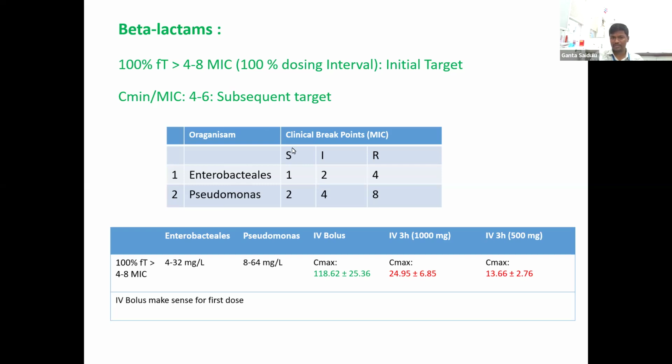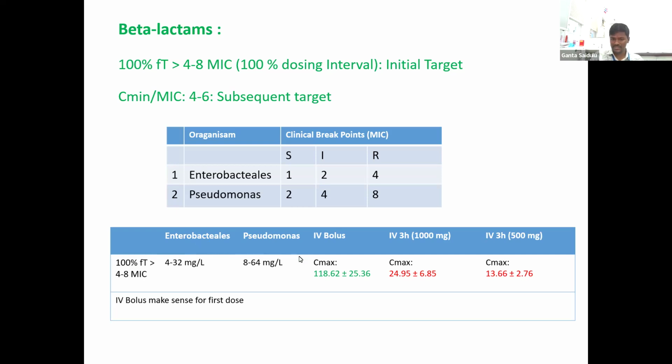If I look at the clinical breakpoints of Enterobacterales and Pseudomonas: susceptible at 1 and resistant at 4 for Enterobacterales, and susceptible at 2 and resistant at 8 for Pseudomonas. If I apply this in a table for 100% of the dosing interval, fT>MIC, for Enterobacterales the required target is 4 to 32, and for Pseudomonas it is 8 to 64.